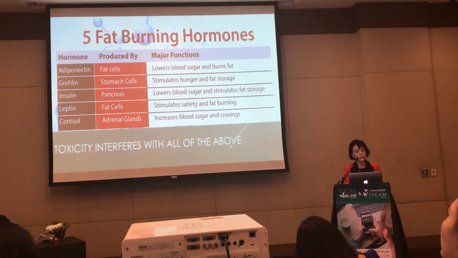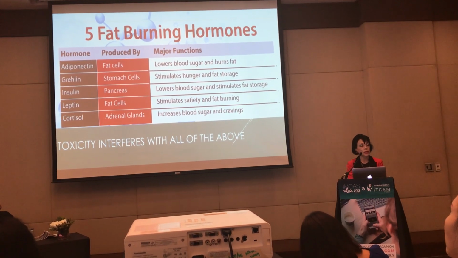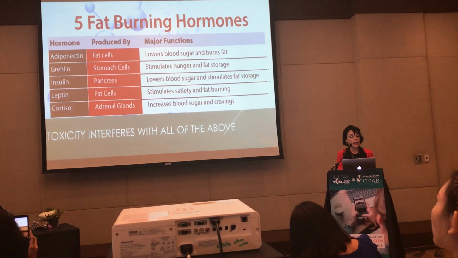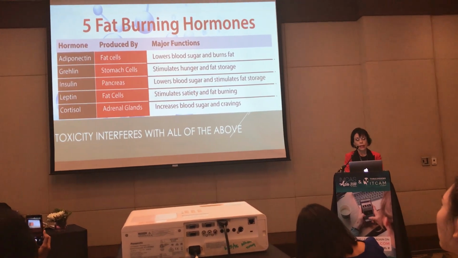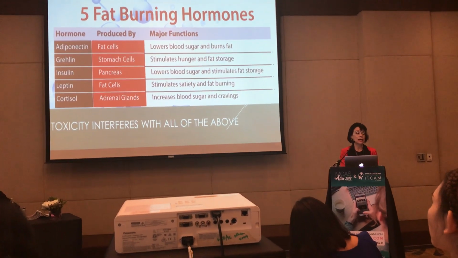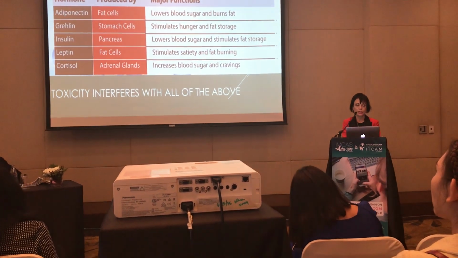So again, obesity is the result of all those aspects. Now, there's 5 fat-burning hormones that connect: ghrelin, insulin, leptin, and cortisol, and all of these hormones are interfered by toxicity.